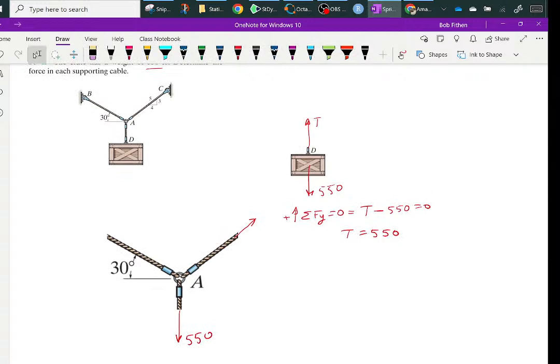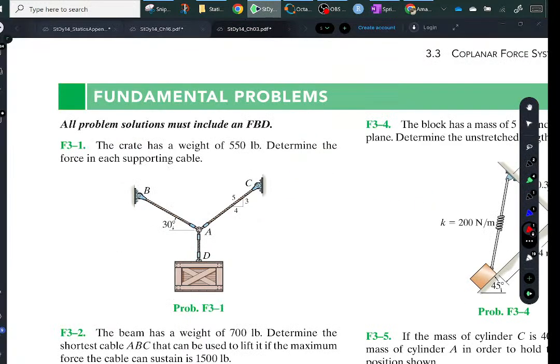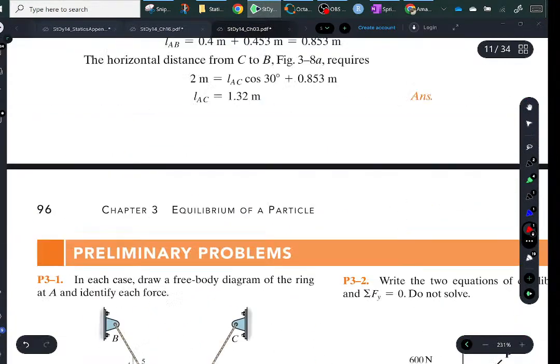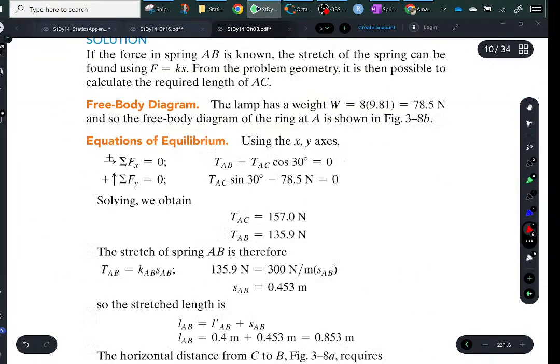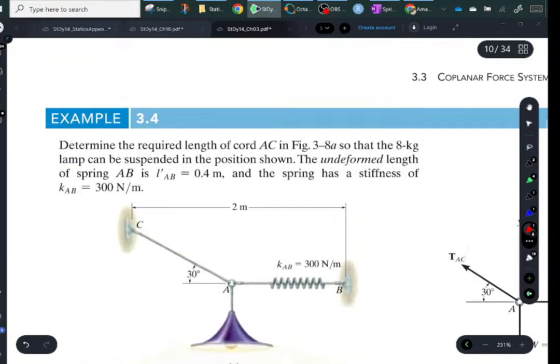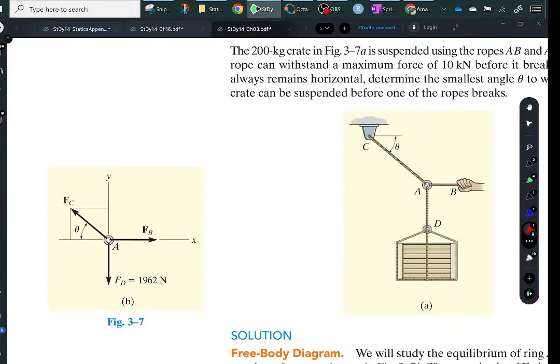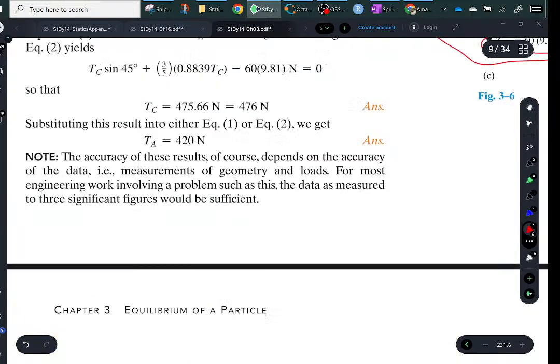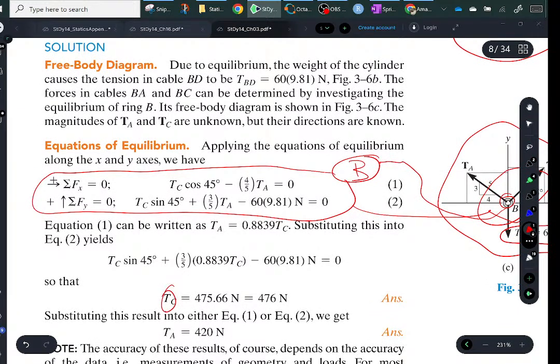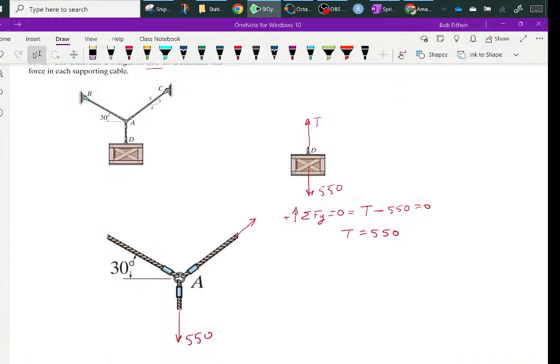Let me just double check. Some books use an F everywhere. Some books use a T. Okay, he's using the T, tension AC. I just wanted to make sure. So all of his notation here is T. Oh, that's annoying because now it's F right here. He's got his T back here. I don't know, I'll just use T.